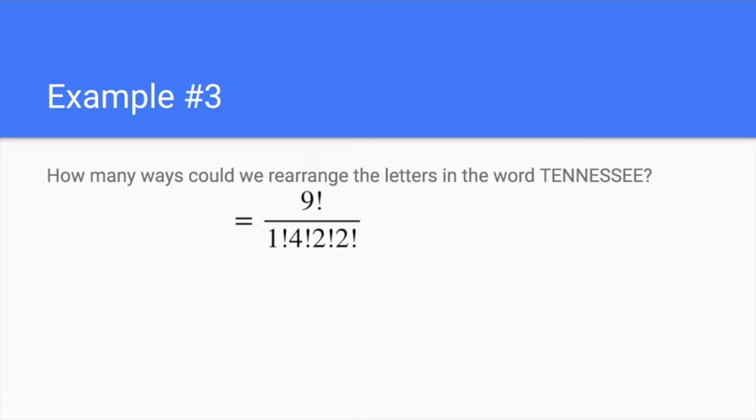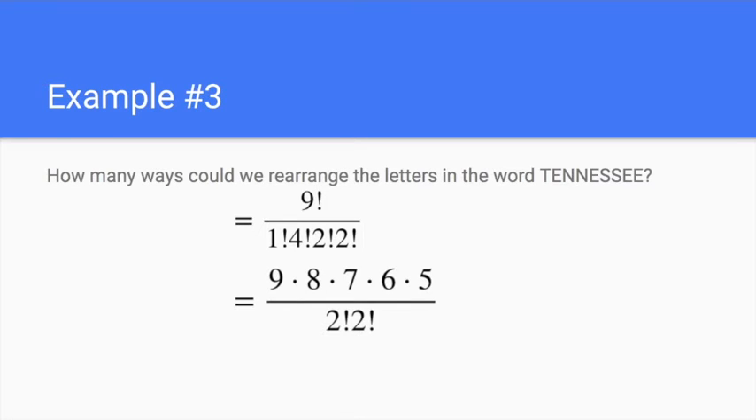So now, to simplify this one, we're going to do something similar. The 4 factorial in the bottom is the biggest factorial that we have. So we're going to simplify that with some of the pieces in the top. The 1 factorial is just 1, so it goes away. But the 4 factorial simplifies with 4 times 3 times 2 times 1 out of the top, which just leaves us with 9 times 8 times 7 times 6 times 5 divided by 2 factorial.